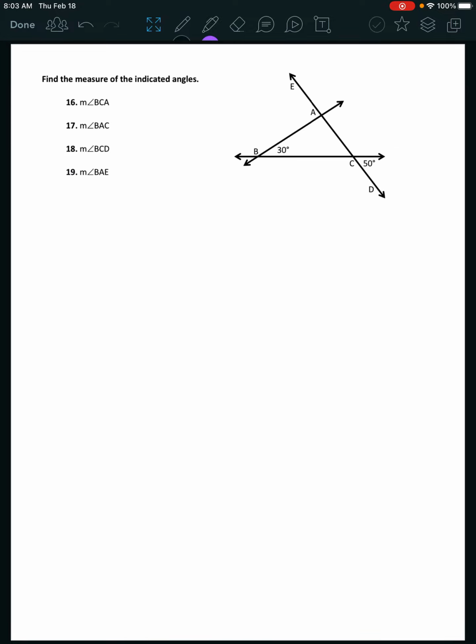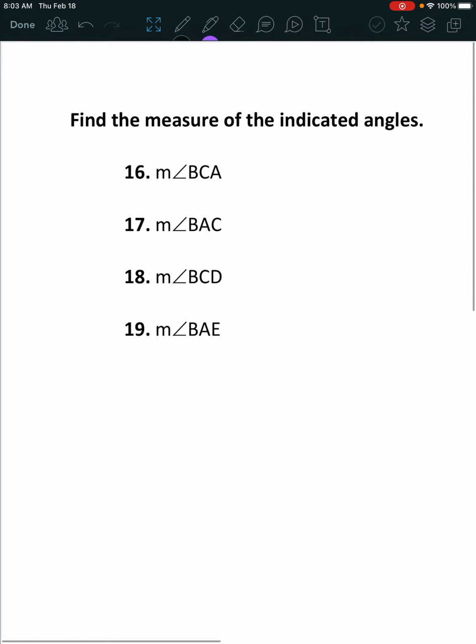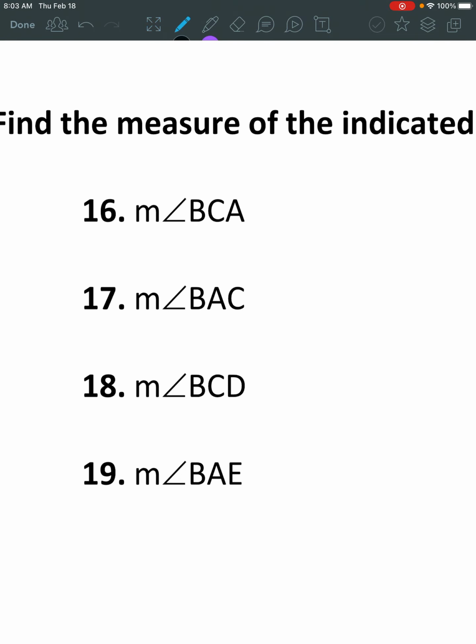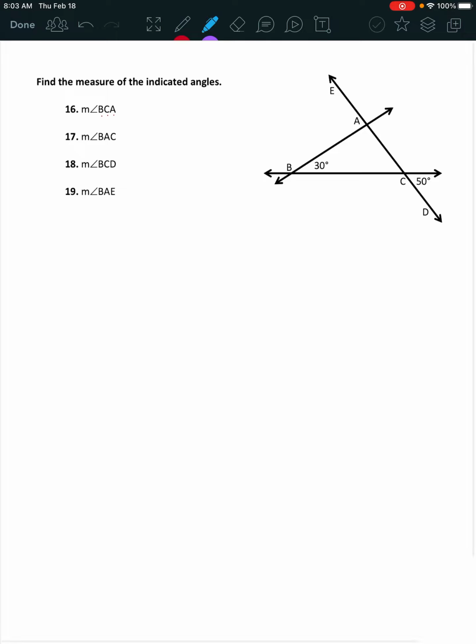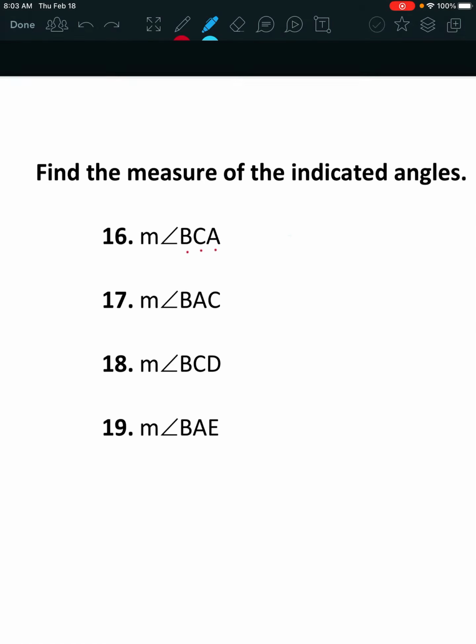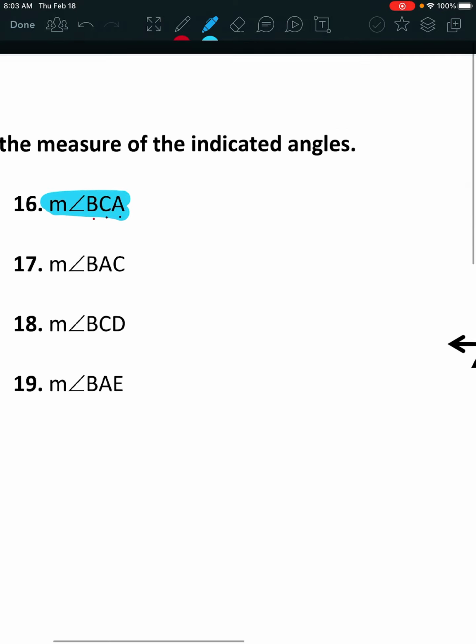Now this last page, ignore the numbers. I realize they are wrong. We're going to find actual measurements of angles. So when we look at how they're listed here, measurement of angle BCA, that's how we travel in this picture. So let me show you. Actually, I'm going to do all of these in different colors so you know where we're looking.